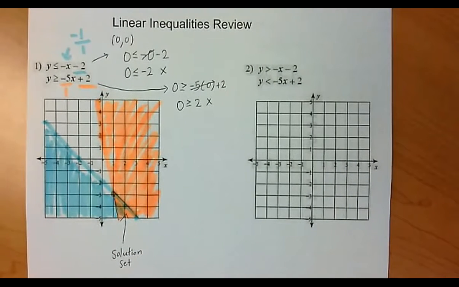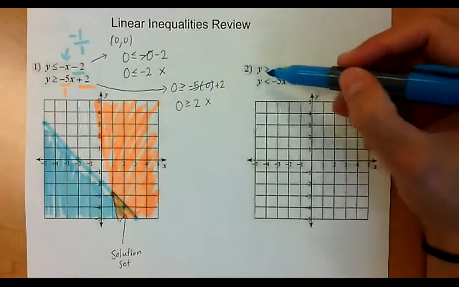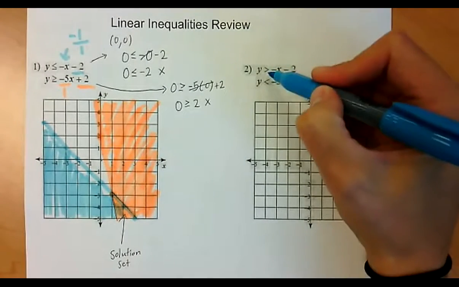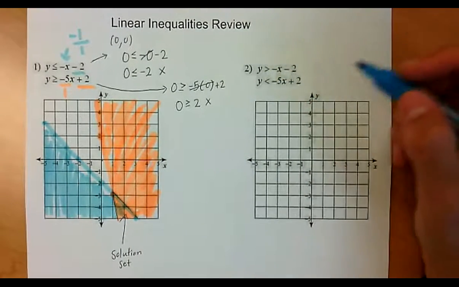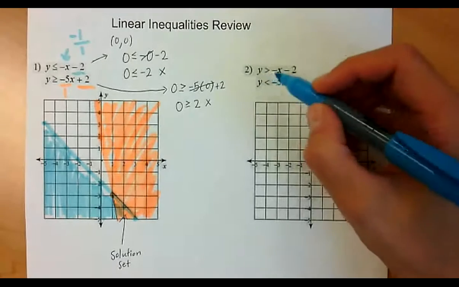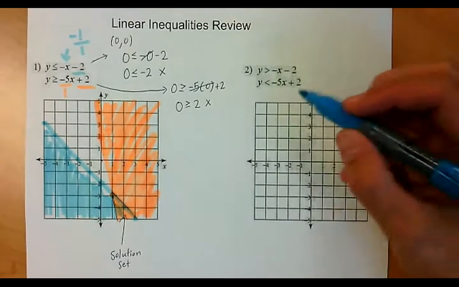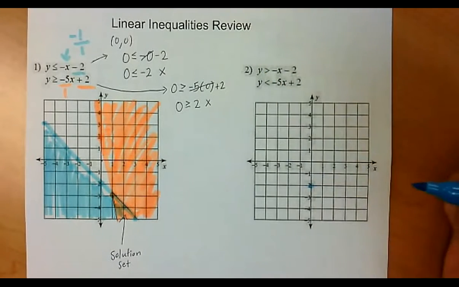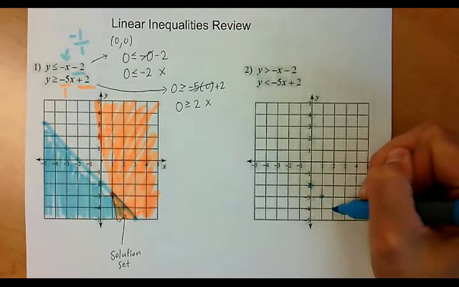All right, so if you notice in number 2, these are the exact same inequality lines. However, now we have lost the equal to part. And actually they're flipped over. So I'm going to go ahead and plot this blue line again. So -2, down 1, over 1.